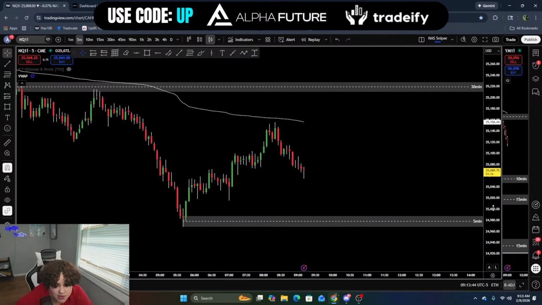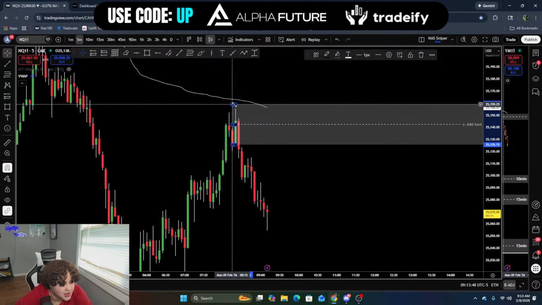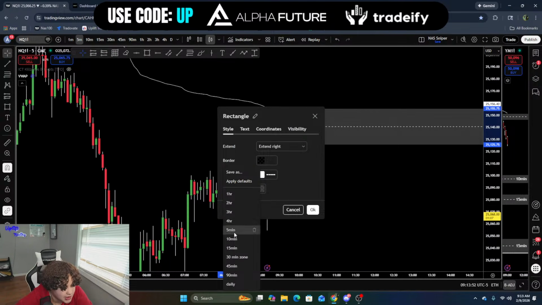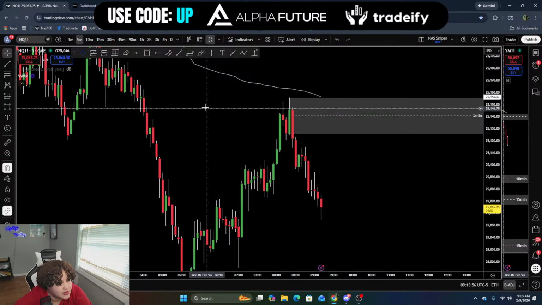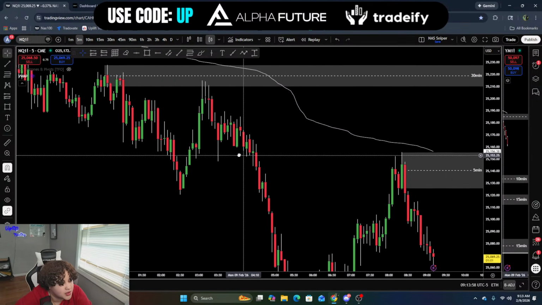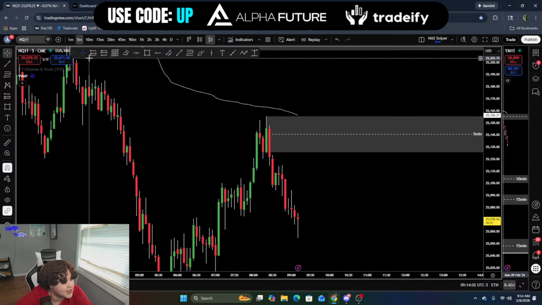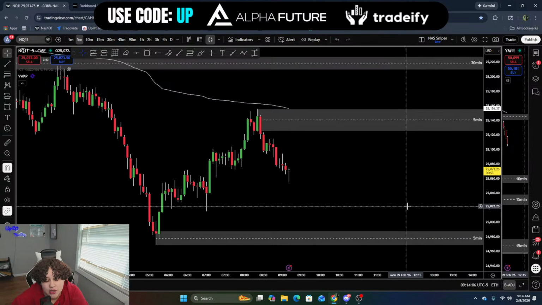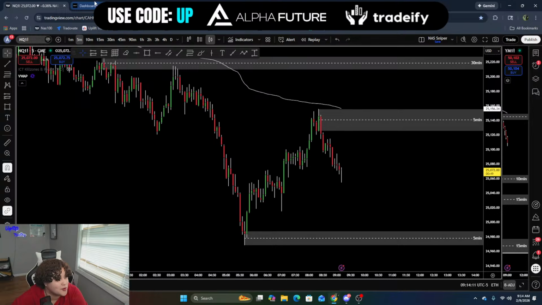Alright, well, this could also be kind of a 5-minute zone. Would I take a trade off of this zone? No, I wouldn't, because it's not really that good of a zone. It's a 5-minute zone, and VWAP's going to be right there. So, yeah. I don't know. Today so far, it looks tough for me.